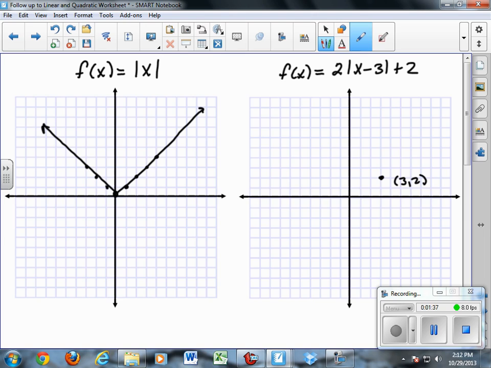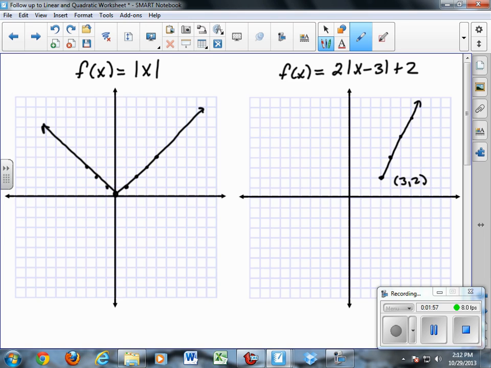Now, what does this 2 do to the graph? Well, this tells me that instead of having a slope of 1, we have a slope of 2. So instead of going over 1 and up 1, we're going to go over 1 and up 2. And we're going to continue that pattern, over 1 and up 2. So we have a much steeper slope.